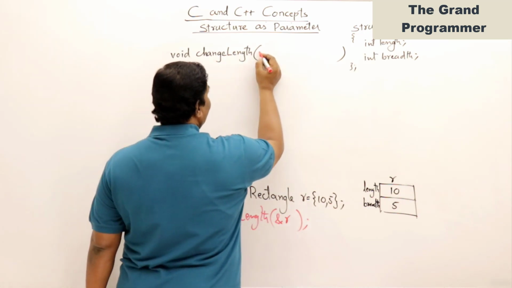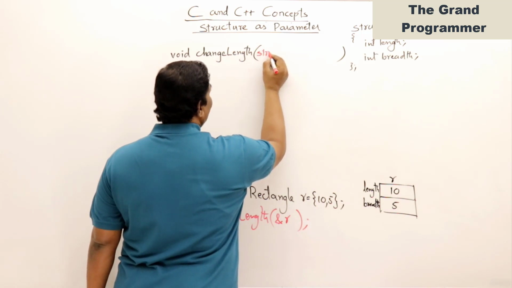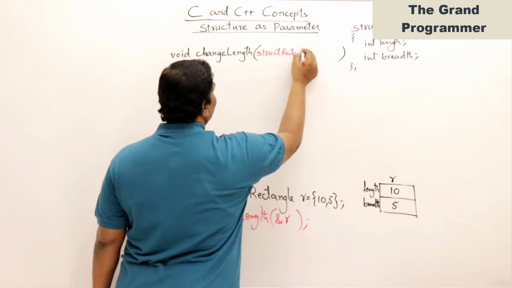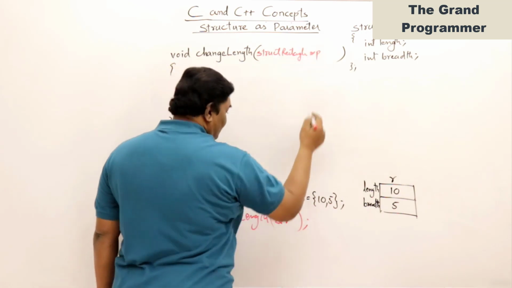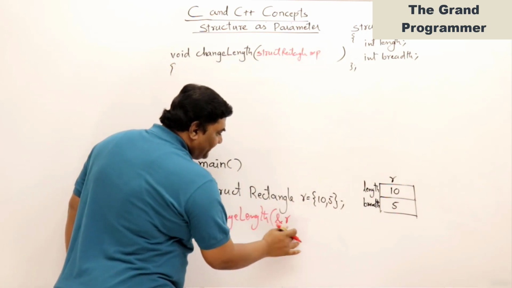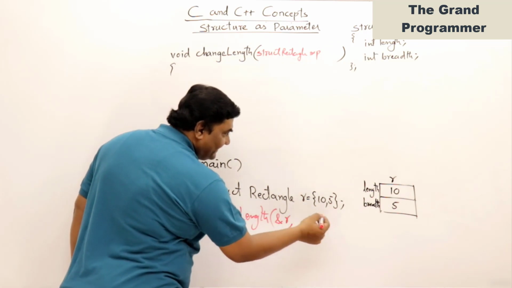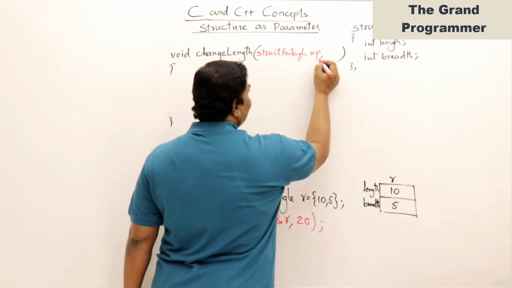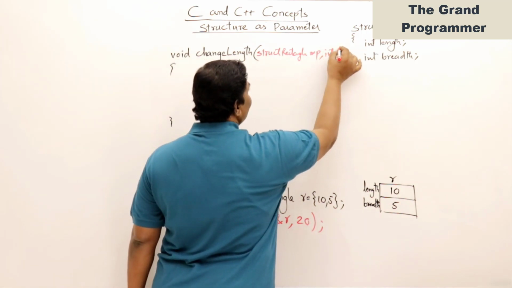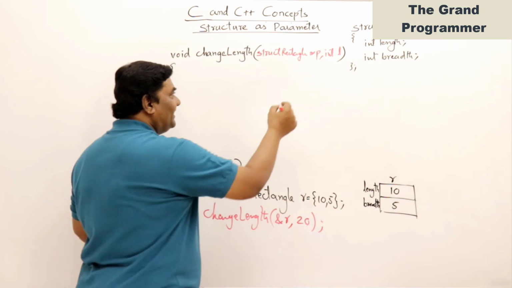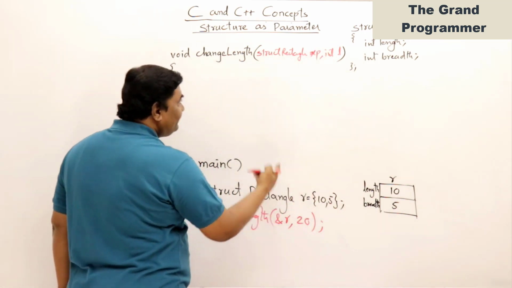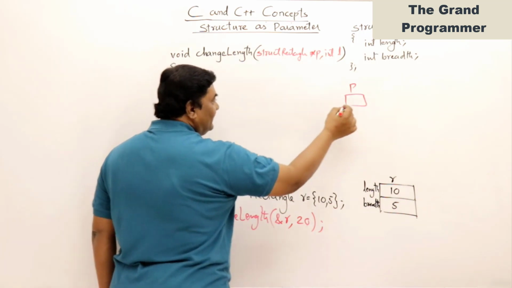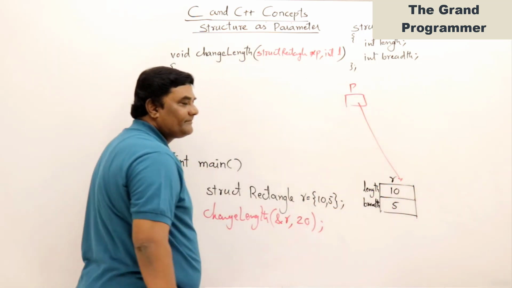So here what should it take? It should take it as a pointer. So struct rectangle pointer, star P. Then along with this I should also pass the new length. Let us say I want to make the length 20 instead of 15. Then it should also take the new length, so it is integer L. So it is taking by pointer. When you call this function, how does it look? This P is a pointer that belongs to this function and is pointing to this one.